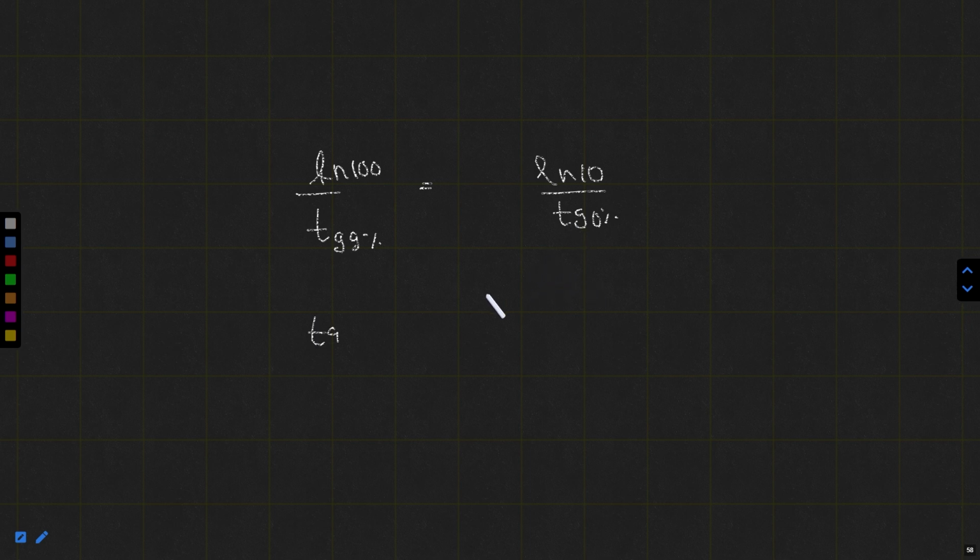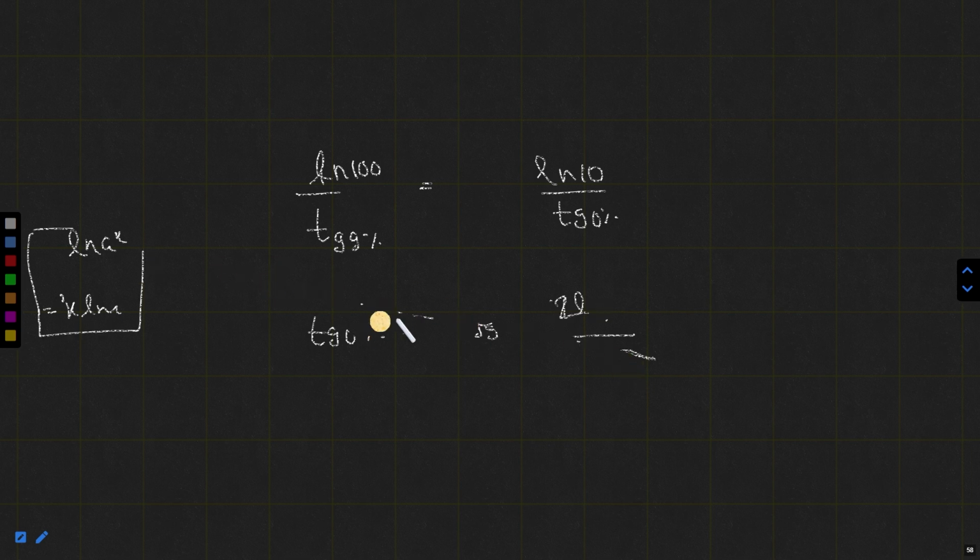Now if you cross multiply it, then T90 will be equals to ln 10 by 100. So this is the mistake we have done. We have done it the opposite way. So we will write ln 10 here, and this you should remember. So we have done cross multiply wrongly.